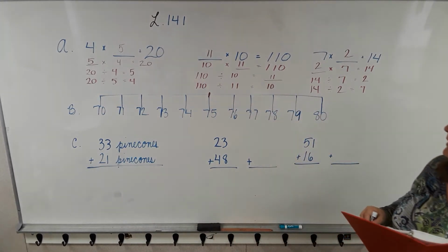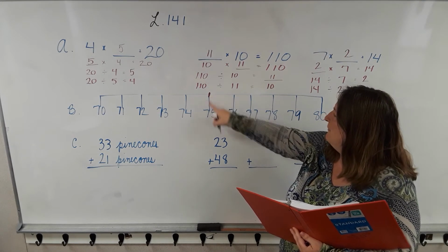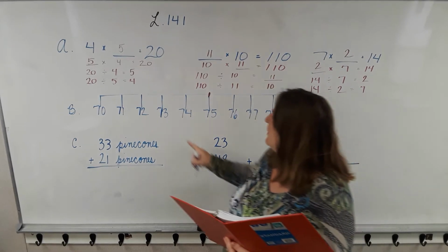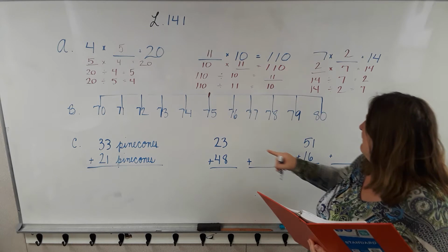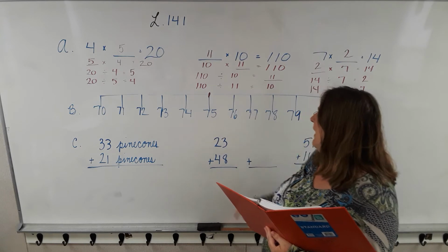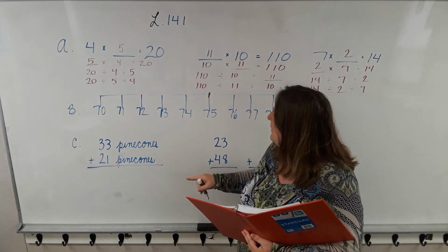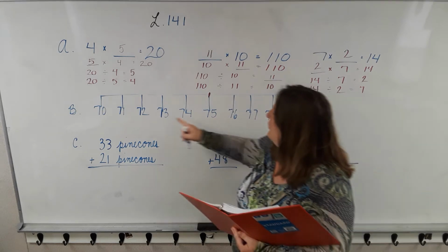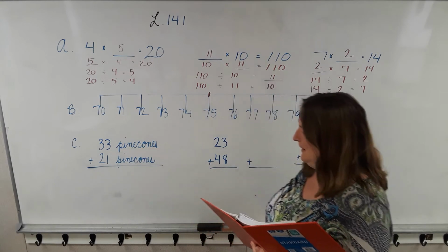Let's try the number 76. Look at our halfway mark is 75. 76 is higher than 75. So does 76 round down to 70, or does it round up to 80? 76 rounds up to 80 because it's higher than 75. How about 72? Does 72 round down to 70, or does it round up to 80? 72 is lower than 75, so it rounds down to 70.